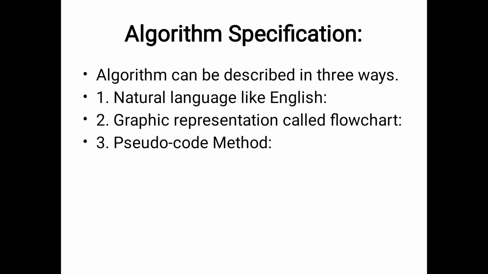Second one is the graphical representation. In programming terms we call it a flowchart. In the specification of an algorithm or a solution, we have a sequence of steps shown graphically. We use oval symbols and rectangle symbols to represent the flowchart.